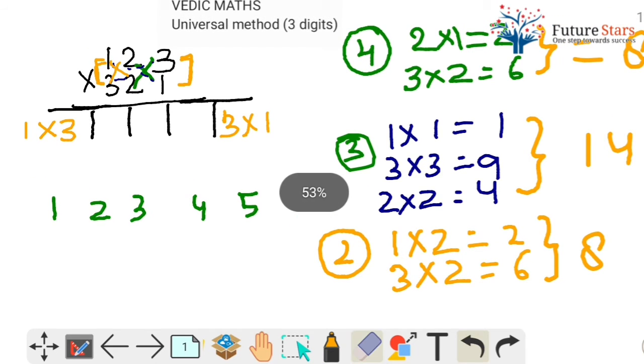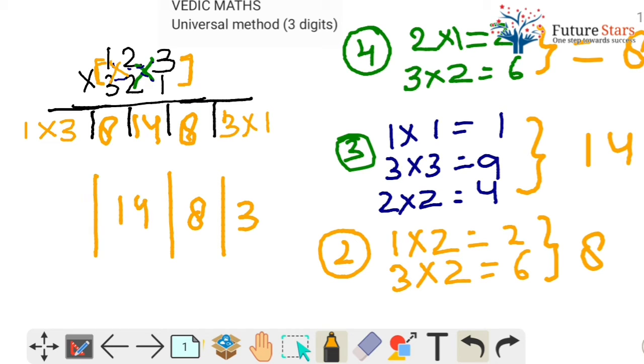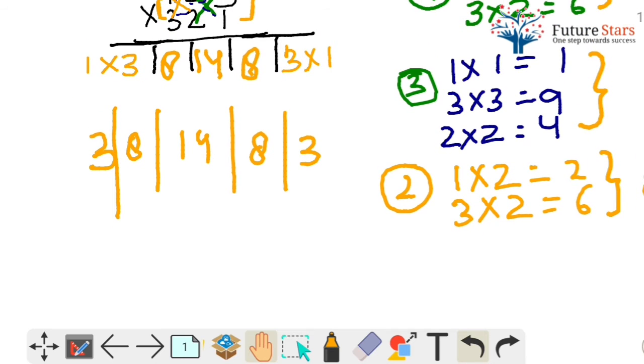Now you can see, I'll erase it. So here in the fourth block you got 8, in the third block you got 14, in the second block again you got 8. Now I'll write in the simplified way. Write 3, 8, 14, 8 and again 3. You can see that all the blocks are having single digit, but the middle one is having 2 digits. You cannot write 2 digits in one block, so you will carry forward this 1 digit extra into the next block. So your final answer will be 3, 9, 4, 8, 3.